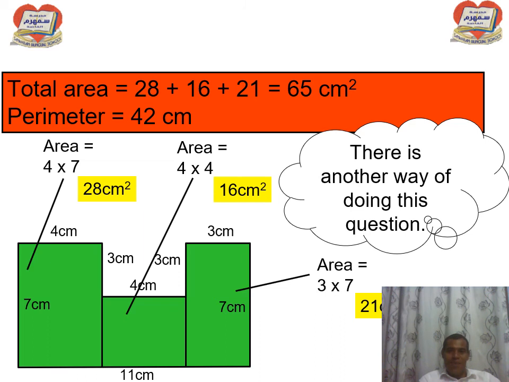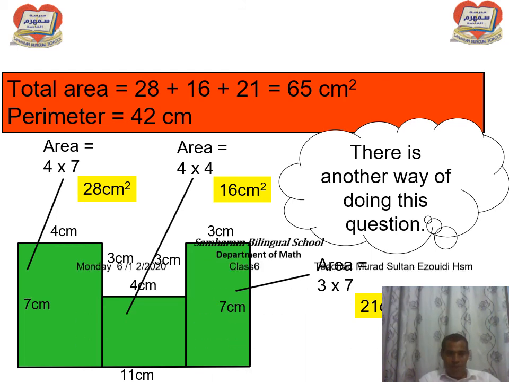So there is another way of doing this equation. So the total area first is 28 plus 16 plus 21 equals 65 centimeters squared, and the perimeter will just add 7 plus 11 plus 7 plus 3 plus 3 plus 4 plus 3 plus 4 gives 42 centimeters. Okay.